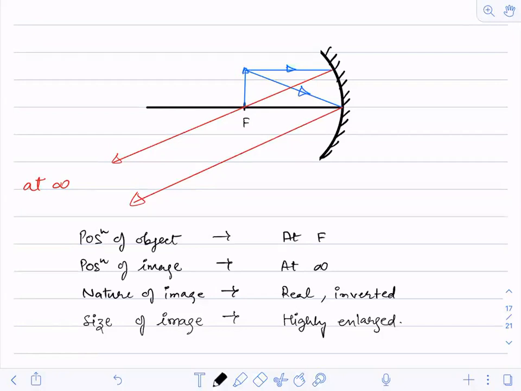Now, suppose a tree is there, which is some 2-3 kilometers far from you. So I can treat that tree as an infinitely large distance. I can treat that distance as an infinitely large value. Sir, what is relative value?